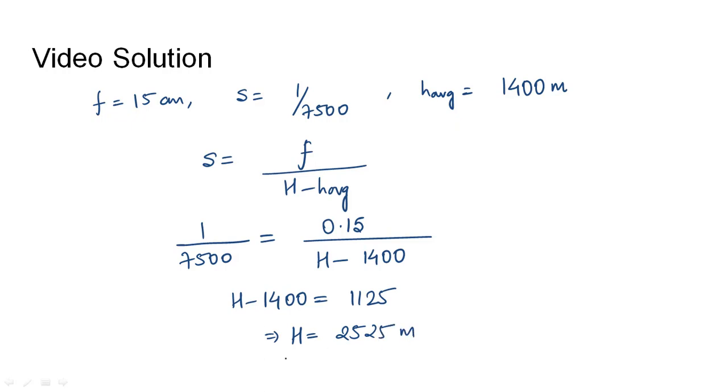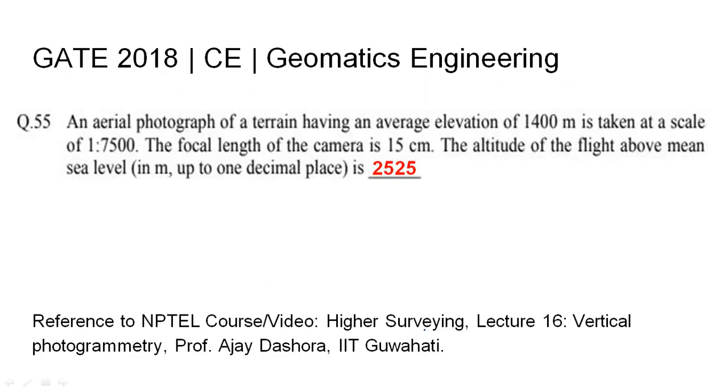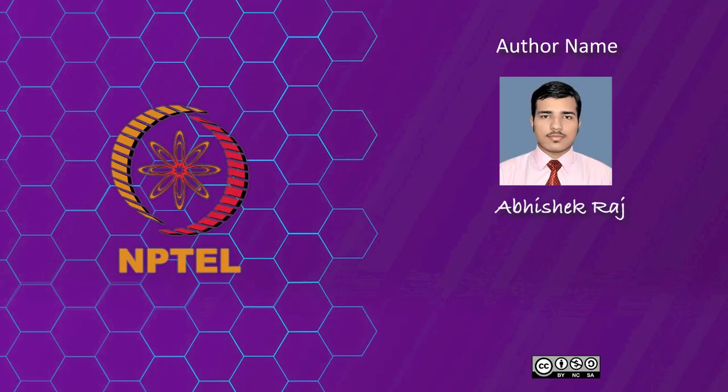2525 meters. This will be the elevation of the plane above the datum level, or the mean sea level in this case. So the altitude of the flight above mean sea level or the datum was found out as 2525 meters. The relevant NPTEL reference has been cited.